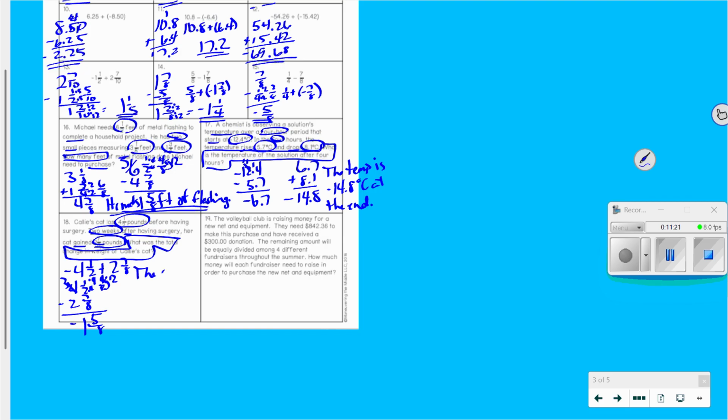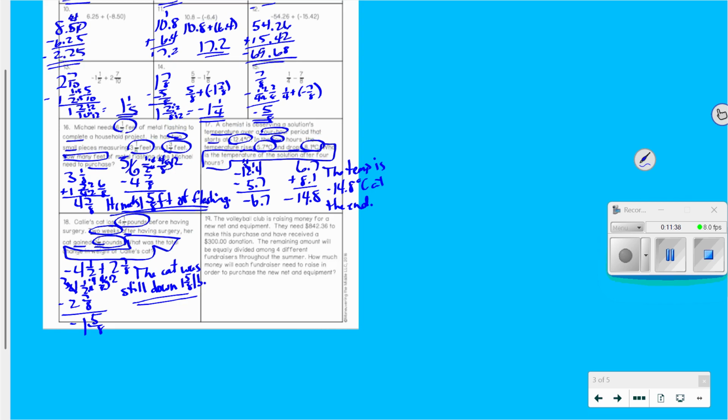So the cat was still down 1 5/8 pounds. Or something to show that it had lost 5/8.